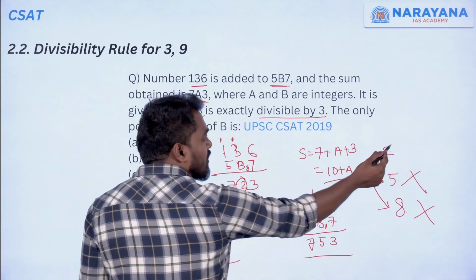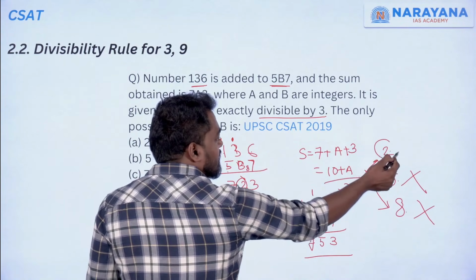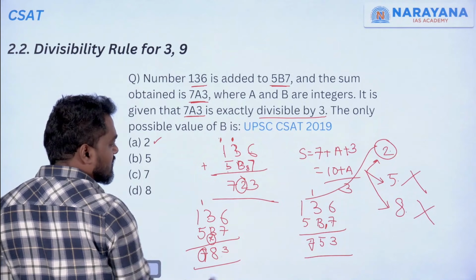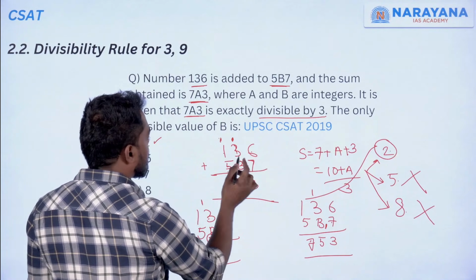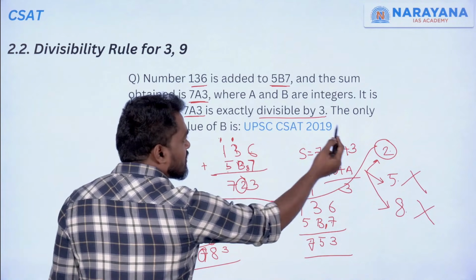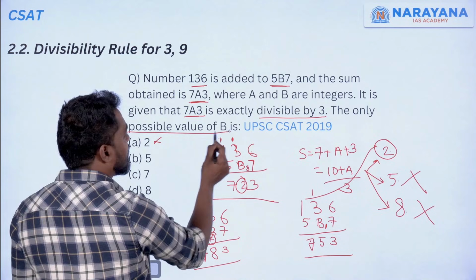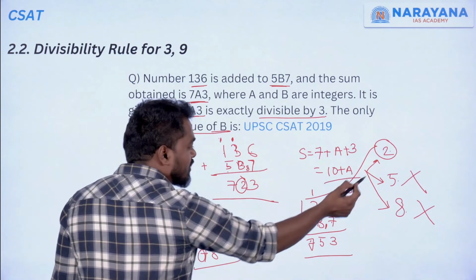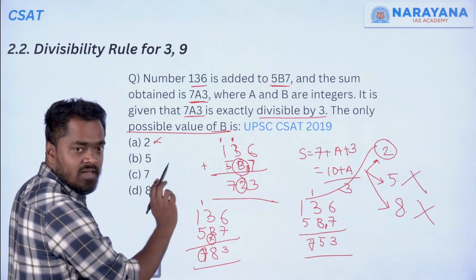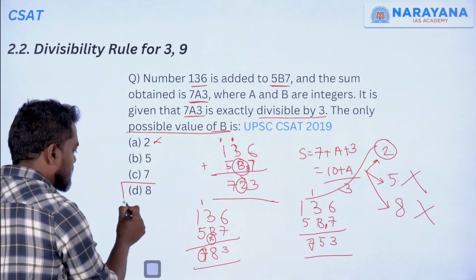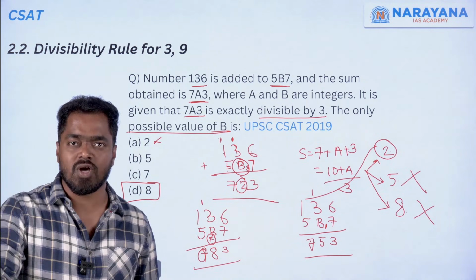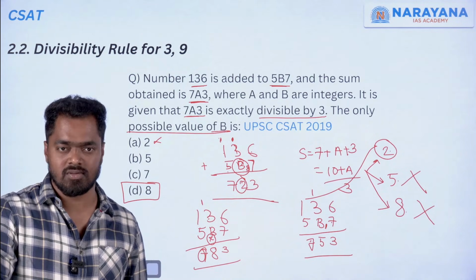So what is the only possible value for a? That is 2. So if you are putting 2, what is the value of b? That is 8. Sorry, they are asking the only possible value of b. So if you are putting 2 in the place of a, what is the value you are getting for b? That is 8. So the answer is 8. So this is how you should apply the divisibility rules.